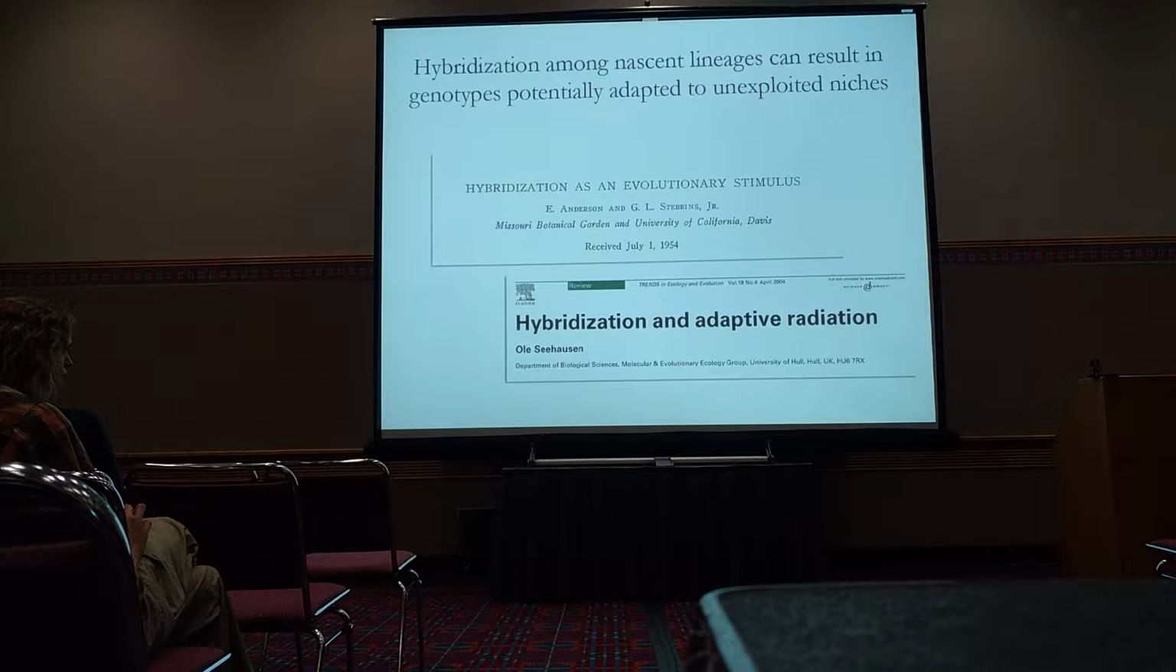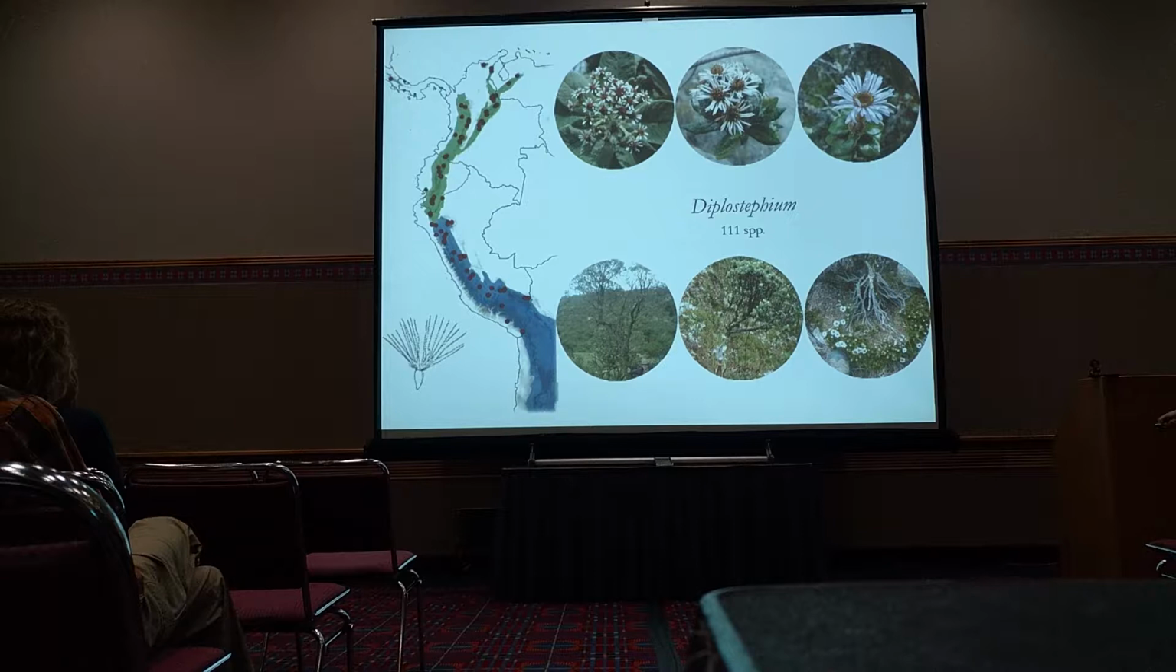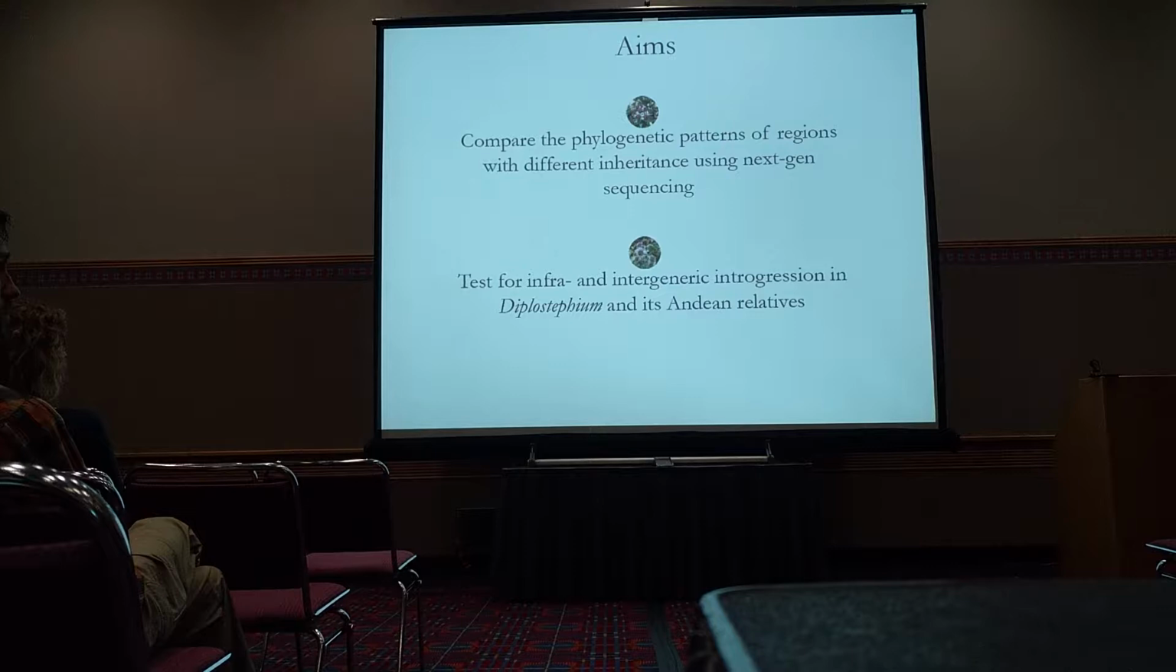So I decided to study the genus Diplostephium, which has more than 100 species and is very diverse in terms of morphology. You can see its distribution in the central Andes and in the northern Andes. The aims of my study were to compare the phylogenetic patterns of regions with different inheritance using next generation sequencing, and then to test for intra- and intergeneric introgression in Diplostephium and its Andean relatives.